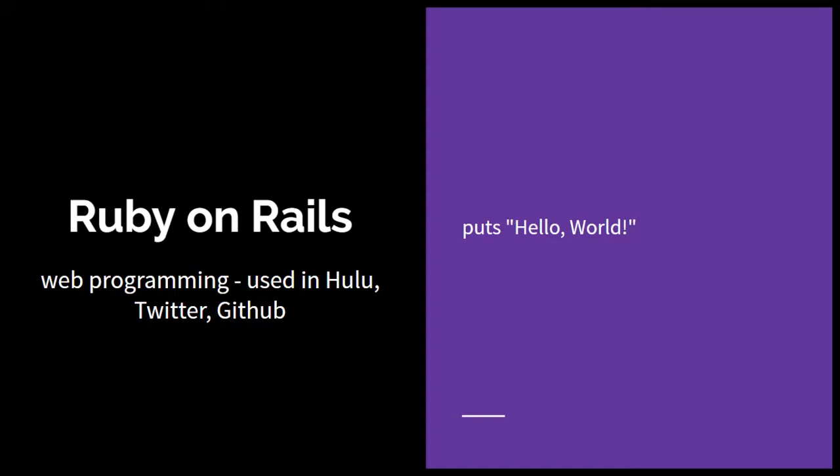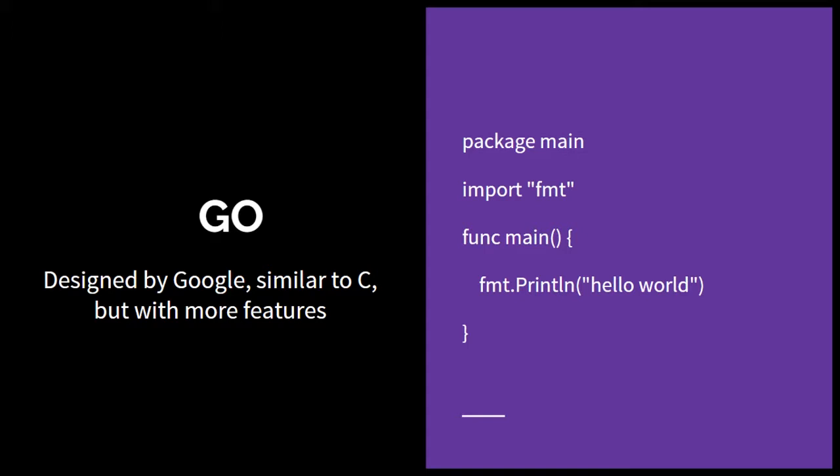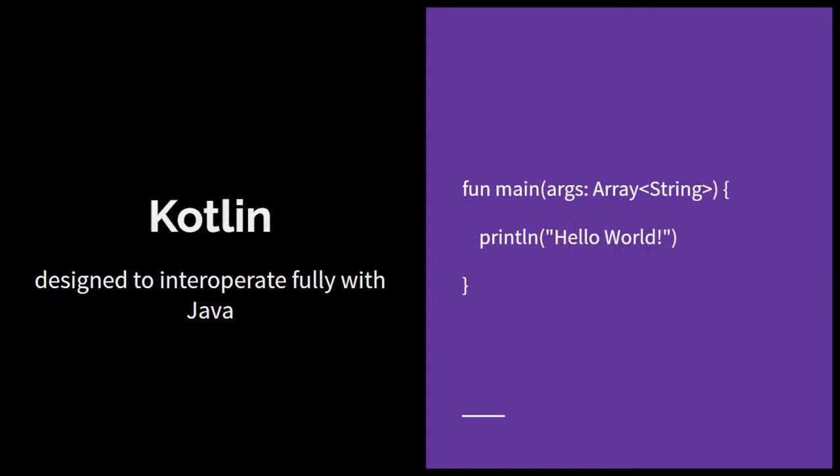Go is a language designed by Google. It's similar to C, but with a little bit of different features. You can see the similarities to C on the right-hand side, and it looks like Java as well. Kotlin is designed to interoperate with Java. So it's designed to work with Java, and you can see the similarity to Java.